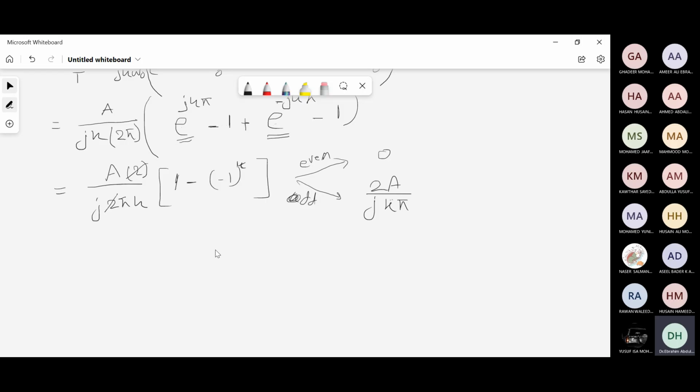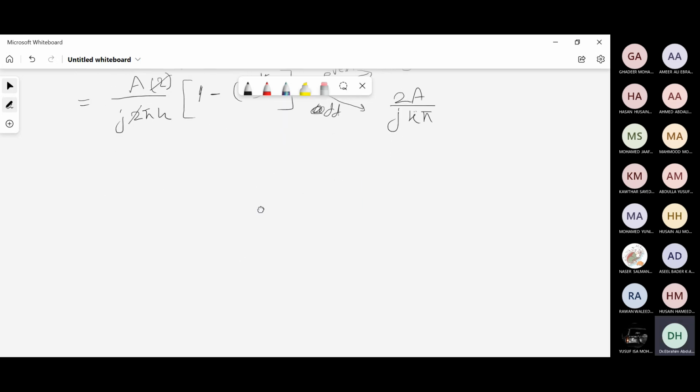So when k is even, this one always becomes positive, so 1 minus 1 is equal to 0. And when k is odd, this is 1 minus minus 1, so it's 2, so it becomes 2 divided by jk pi.